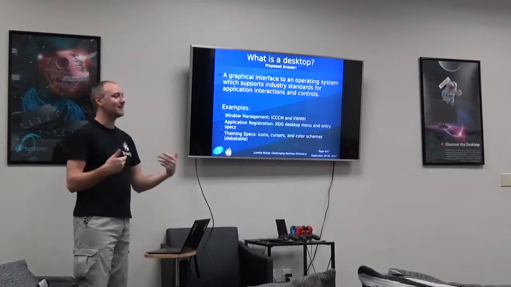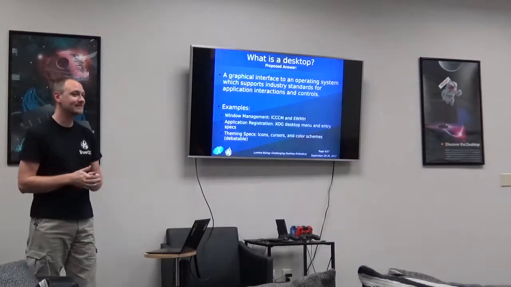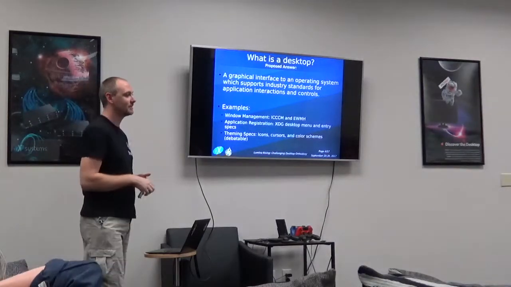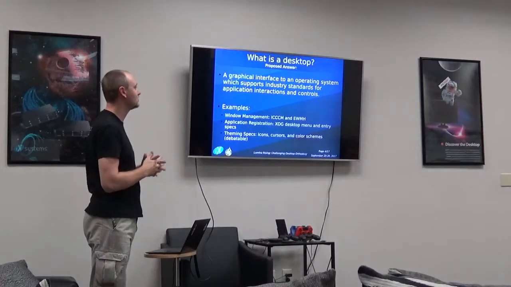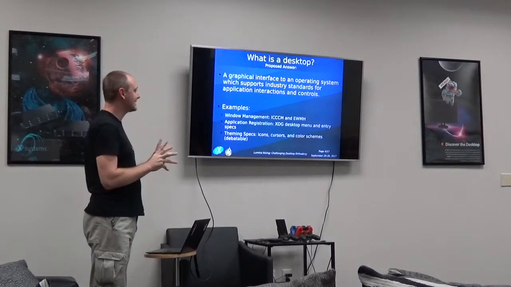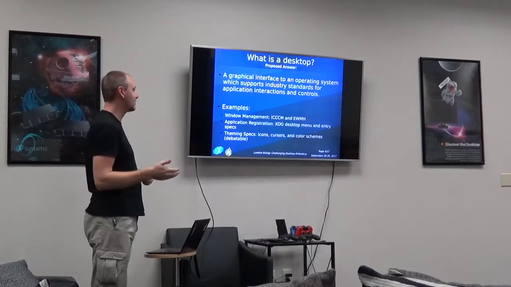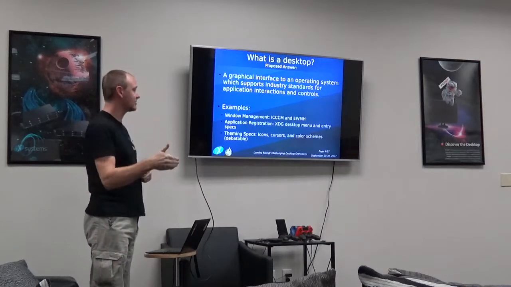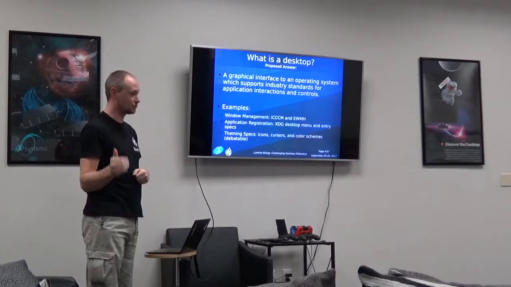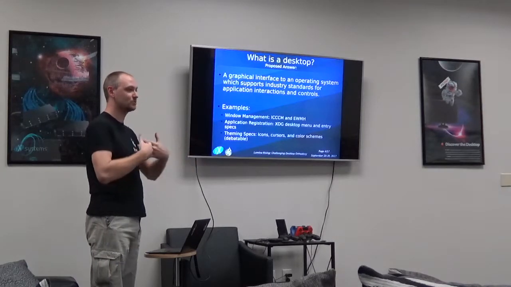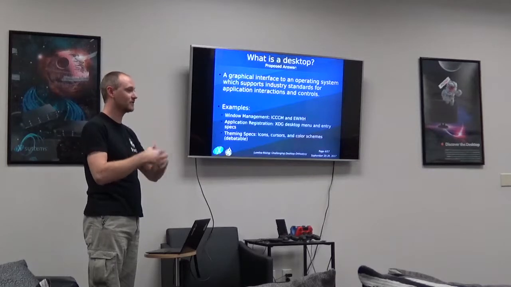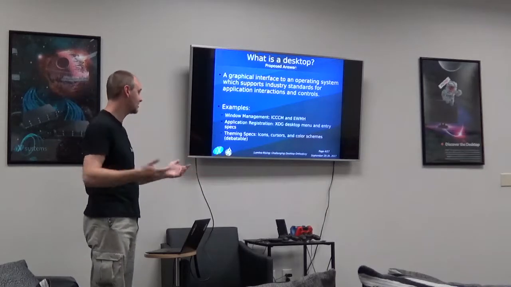Alright, so this is what I would propose as probably the best answer after talking to a lot of people and condensing all the reasons for why they pick their answers. I think this is what it boils down to. A desktop should be a graphical interface to an operating system which supports industry standards for application interaction and controls. That's really what you're getting down to when you're talking about a desktop. It's to provide the standardization framework for interacting with all your applications.